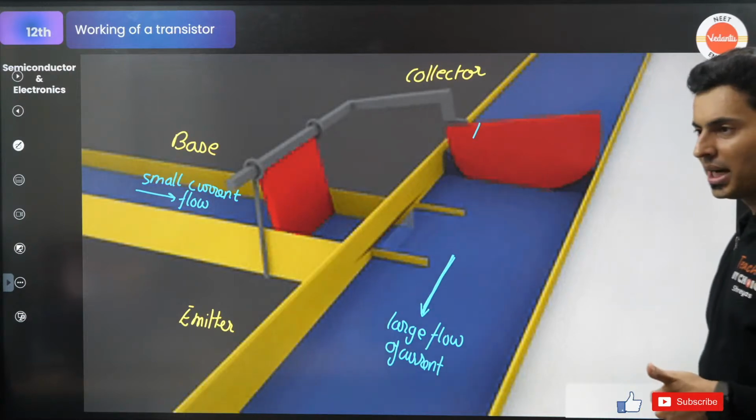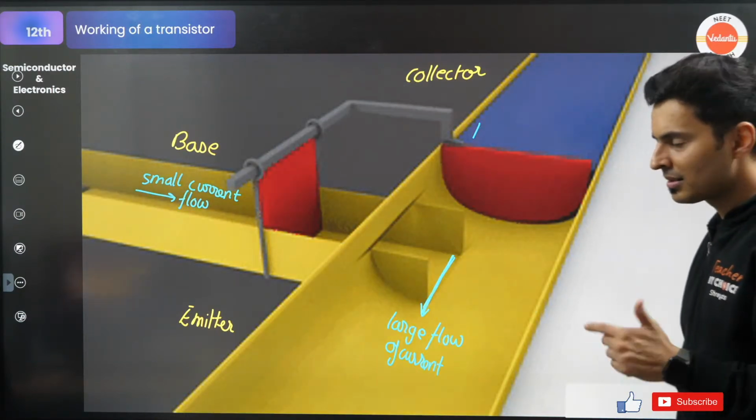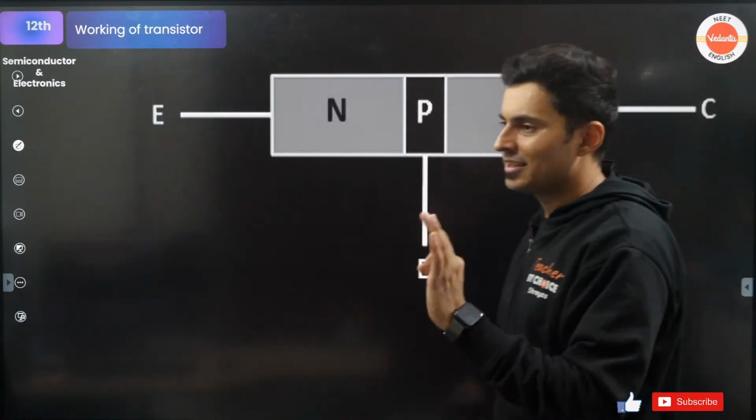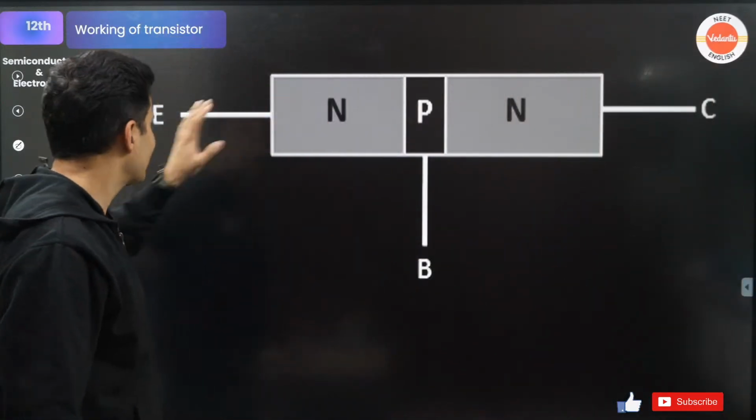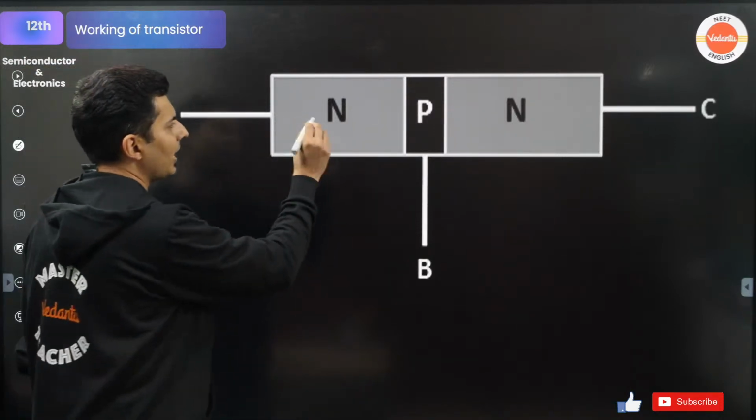Everyone with me? Can we move ahead to the next part, my dear warriors? Clear? Okay. Now how exactly does a transistor work? Let's see from the electron perspective. It's not very difficult. Let's take the example of NPN.